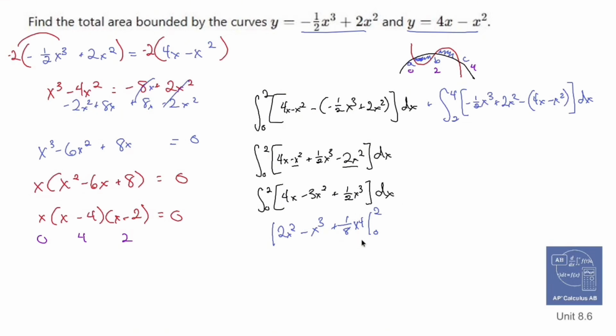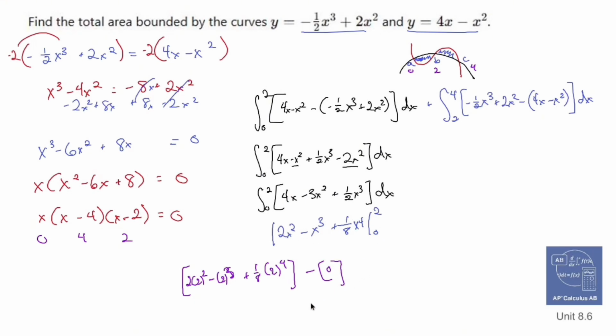Now this is going to be kind of nice because the math is not going to be super bad. I have more space over here, so I'm just going to scooch this over here. I have 2 times 2 squared minus 2 cubed, that's supposed to be a 3, plus 1/8 times 2 to the 4th. Close it. Minus, I'll just get 0 because if I plug in 0, I'll get 0.